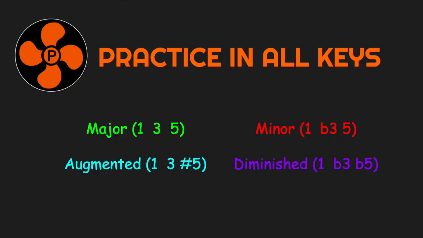Now at this point, you can take this information that we learned today and apply it to all of the major scales that you know. You can practice this in every key. Start with major and practice the first, third, and fifth notes of each major scale. Then you can try to apply the minor, augmented, and diminished triads to those same scales.